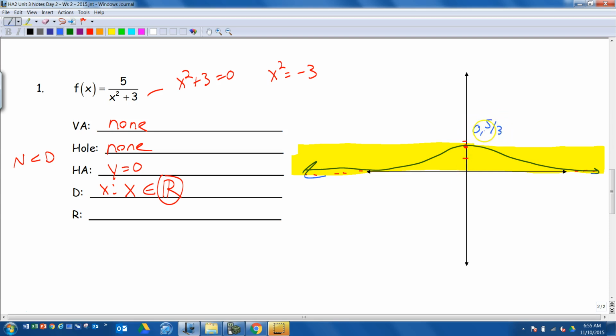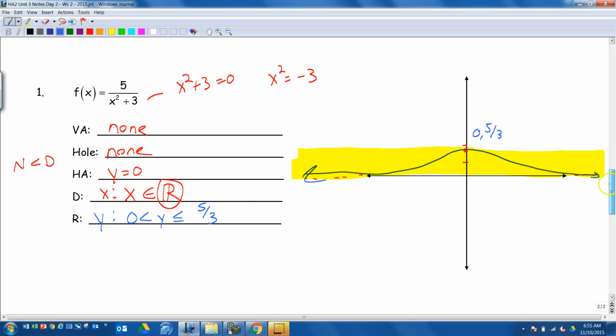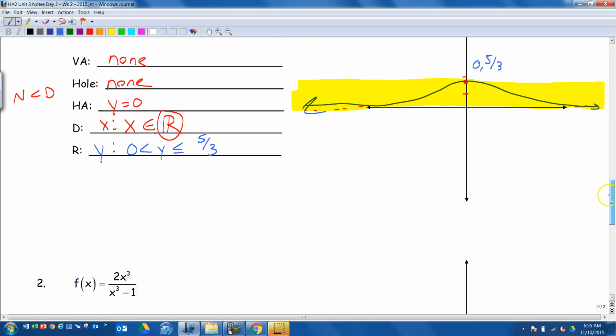So where does the y exist? The range is all the y values such that y is greater than 0, because it doesn't touch 0, it goes off to 0, and less than or equal to 5/3. Again, we're just talking about how much vertically the graph goes, and it only goes in that region. So that's all that was required for that one. That one's pretty basic.